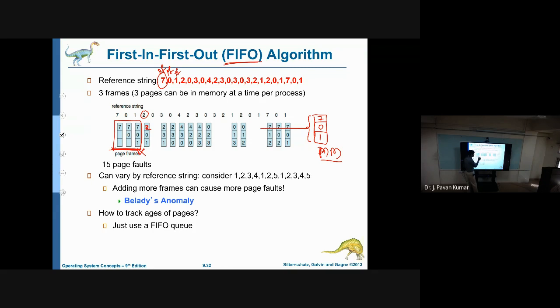So 2, 0, 1 is the current pages list. Okay, this is the main memory state now. Now we want 0. 0 means, are we having 0 in these frames? In the main memory, are we having 0? Yes, sir. So there is no page fault. For 2, page fault is there. For 1, page fault. For this also page fault. But for 0, there is no page fault.